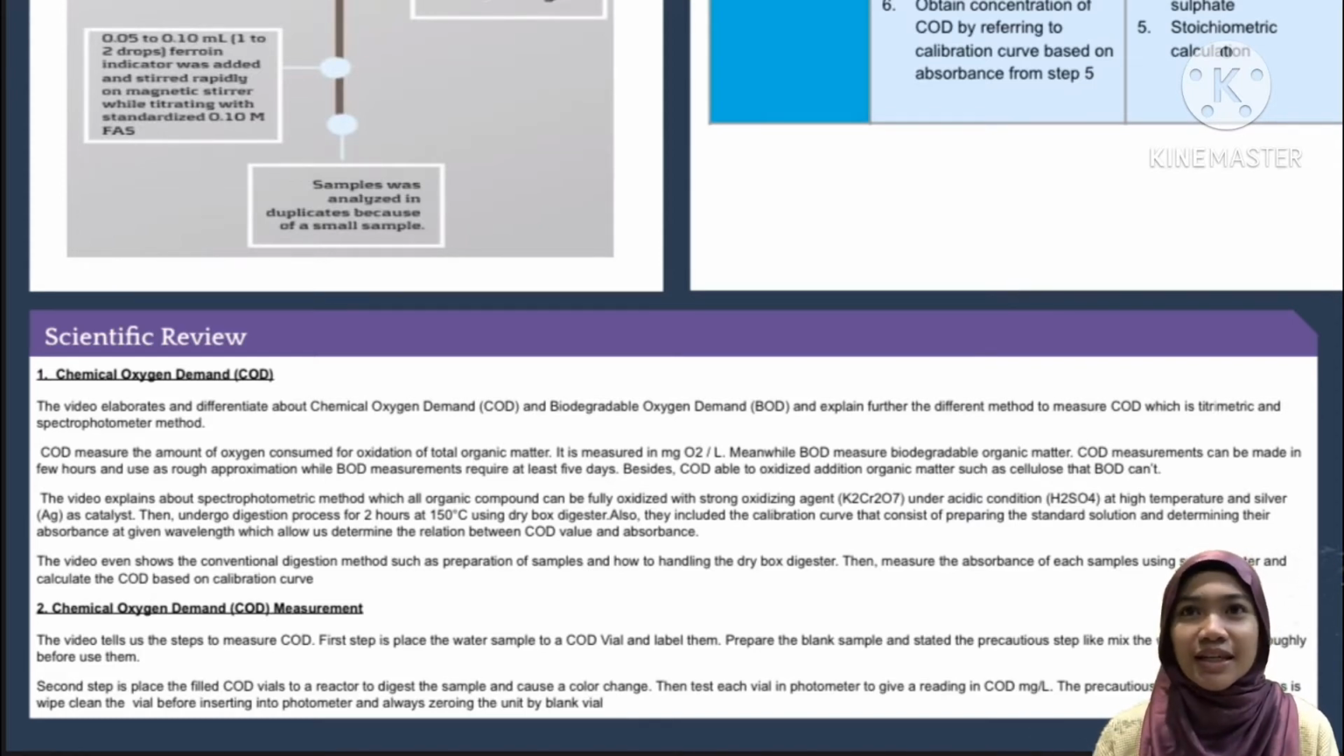For the first video, the title is Chemical Oxygen Demand, COD. The video differentiates chemical oxygen demand, COD, and biochemical oxygen demand, BOD, in aspects of the time requirement for these two methods to take place and the ability to oxidize organic matter. They also discuss the calibration curve to determine the relation between COD value and absorbance. Besides, they discuss further the preparation of the sample, handling the dry box digester, measuring the sample using a spectrometer, and calculating the COD referring to the calibration curve.